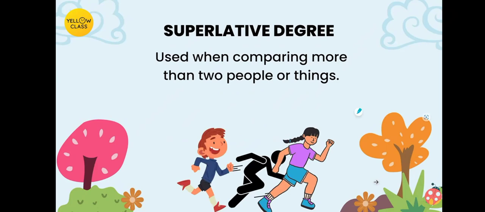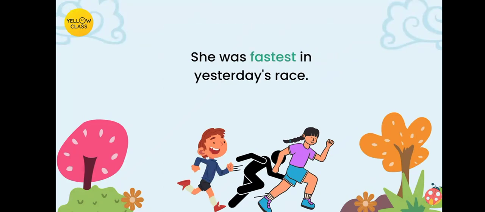Let's look at superlative degree now. Superlative degree is used when comparing more than two people or things. So when you are comparing yourself or anybody or anything with two or more than two, in that case we use superlative degree. Let's look at examples. She was fastest in yesterday's race. Fastest means there were 3 or more than 3 people and she had the best speed among all of them. She was the fastest among all of them. That's why we used fastest. Fastest is the superlative degree.